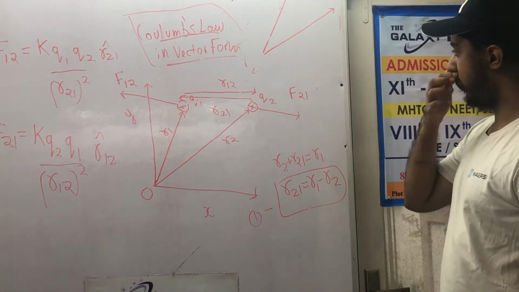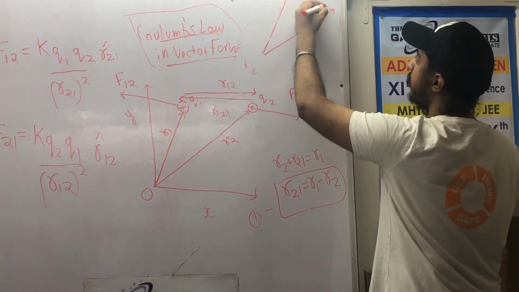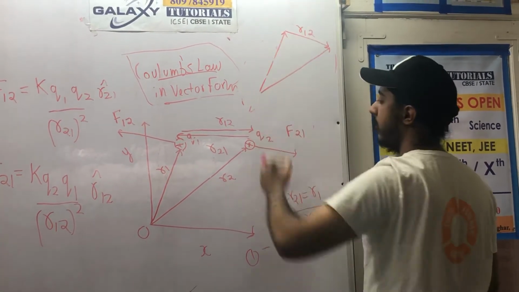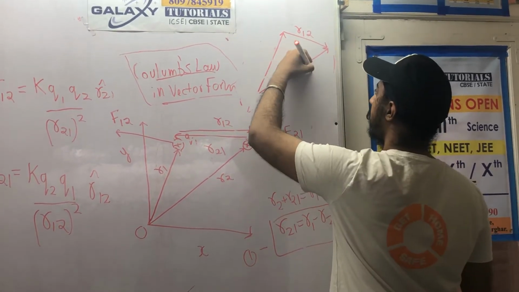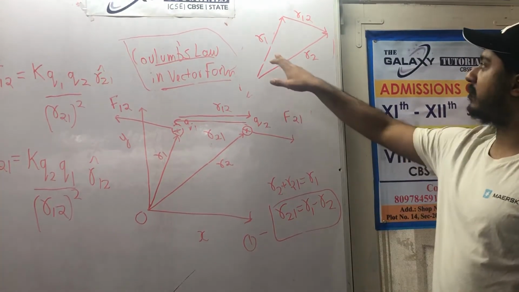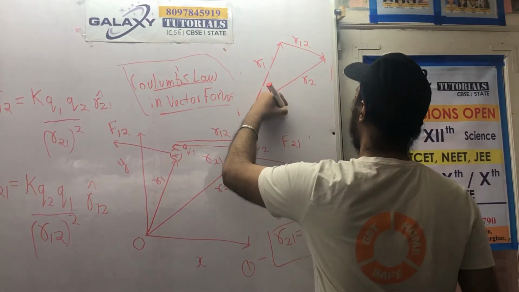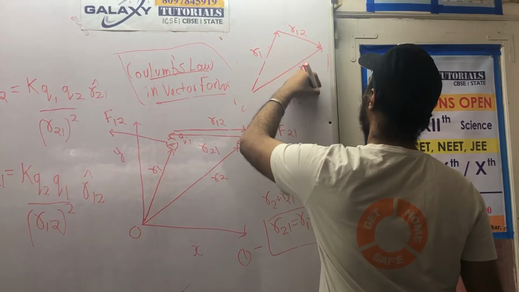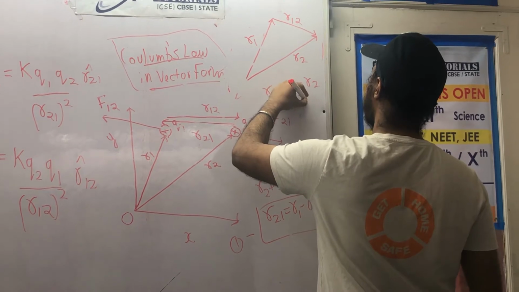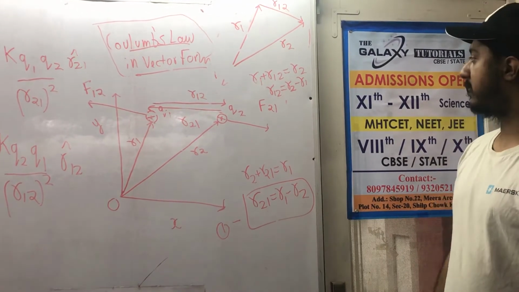Earlier we had shown the R21 vector, now we will show only the R12 vector. Here I will write R12, here R2, and here R1. Again I will apply the triangle law. What does the triangle law state? R1 plus R12 is equal to R2, or R12 is equal to R2 minus R1. I hope that is clear to you all.